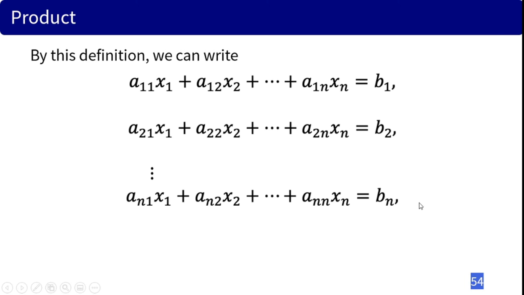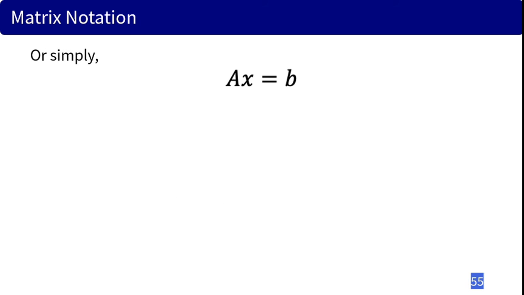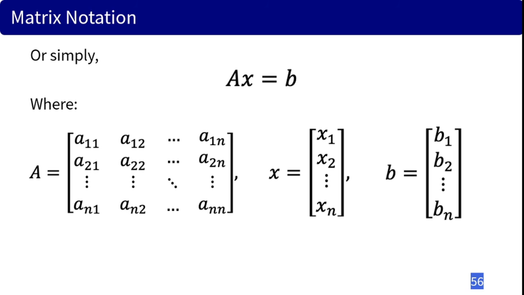So to simplify this, this set of equations can be represented simply by the equation AX equals B, where A is any matrix, X is a column matrix, and B is the product matrix of the two matrices. Okay, and this is represented by this.